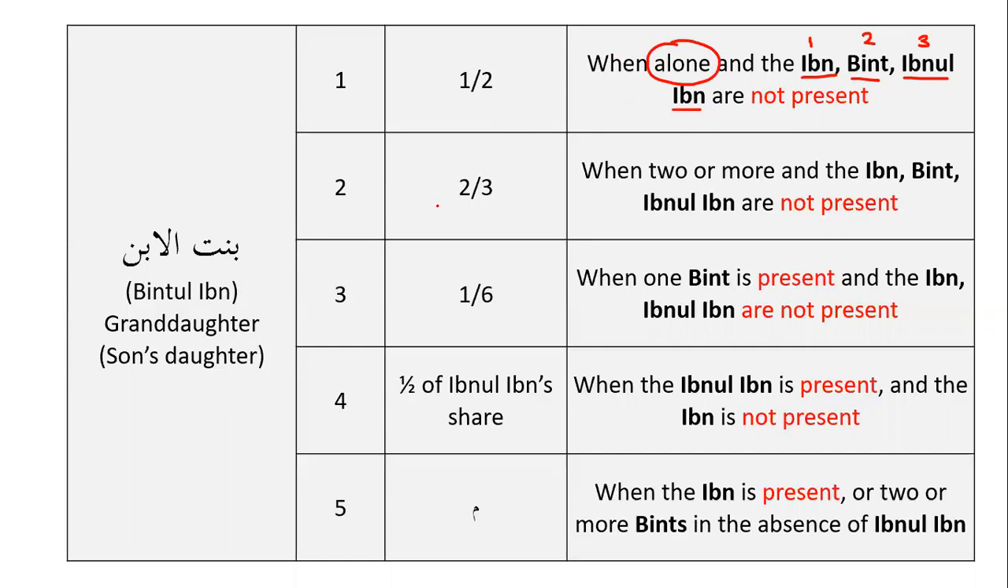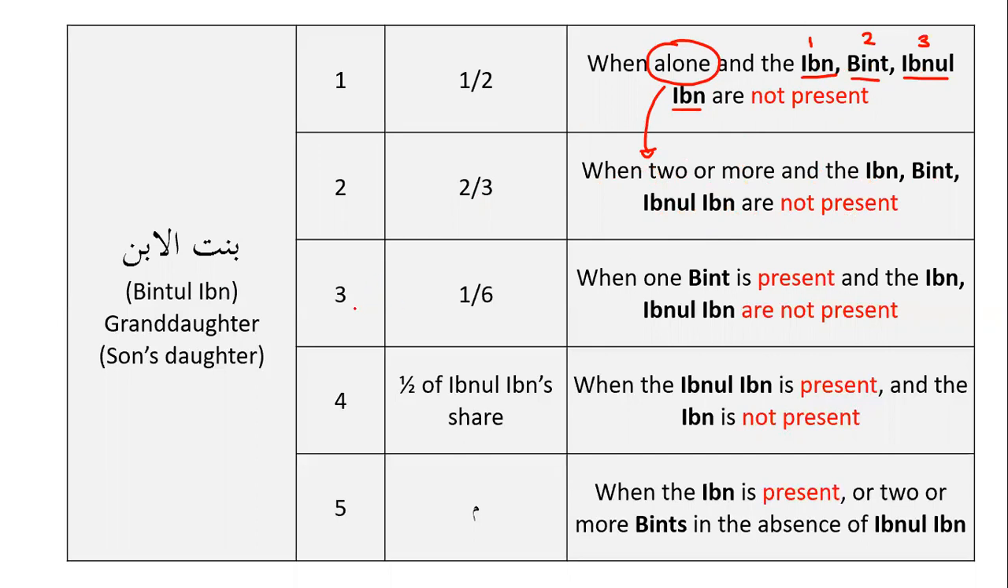Condition number 2 is very similar. The only difference is over here we said alone, over here we are saying 2 or more. So condition number 2, the Bintul Ibn will receive 2/3 of the inheritance when 2 or more and the Ibn, Bint, Ibnul Ibn are not present. So again, the 1, 2, 3 relatives we are looking out for, again not present.